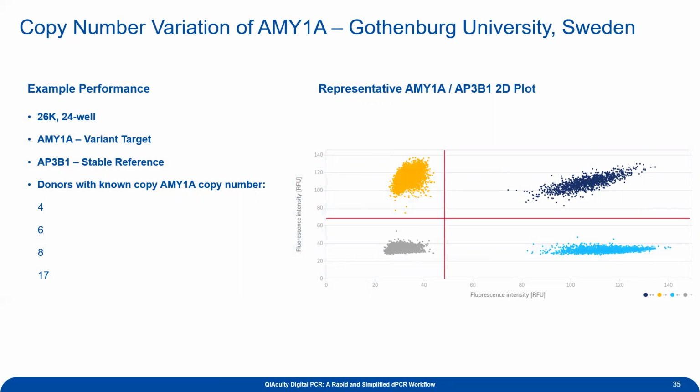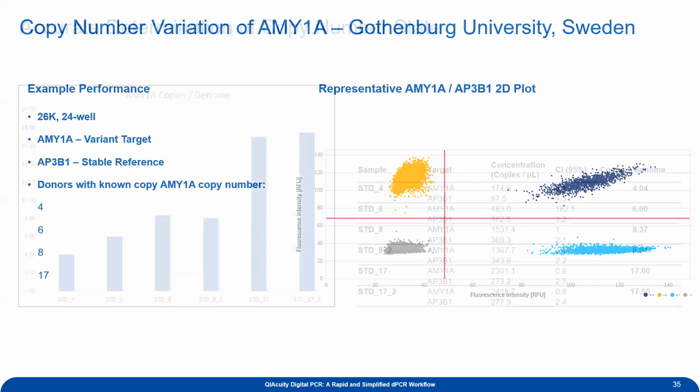So this researcher took donors that had this orthogonally validated by NGS and FISH, samples with either 4, 6, 8, or 17 somatic copies of AMY1A. And they wanted to measure how well digital PCR could resolve those copy states. And this is basically a representative distribution of those experiments.